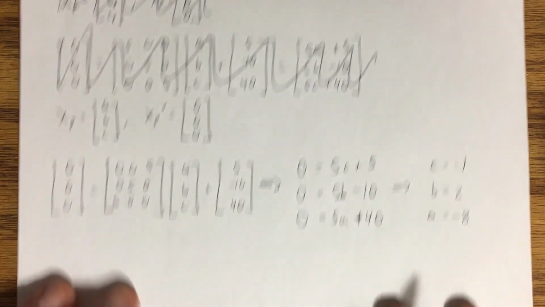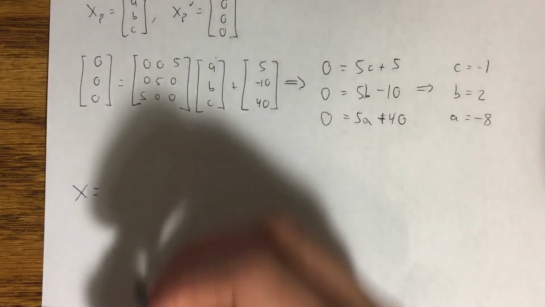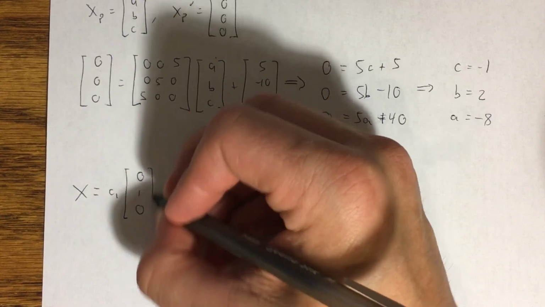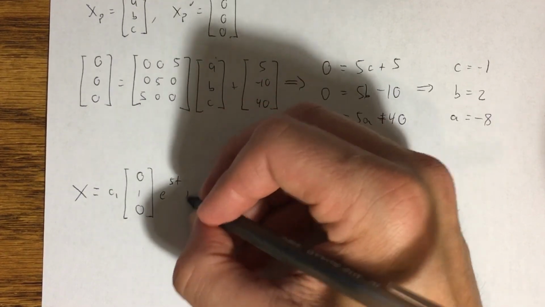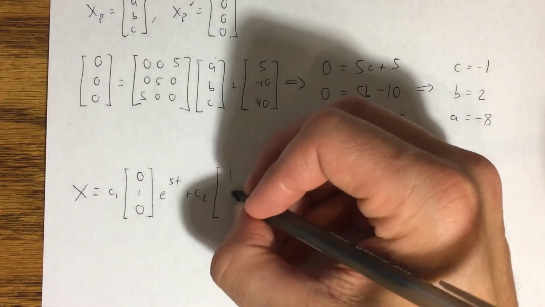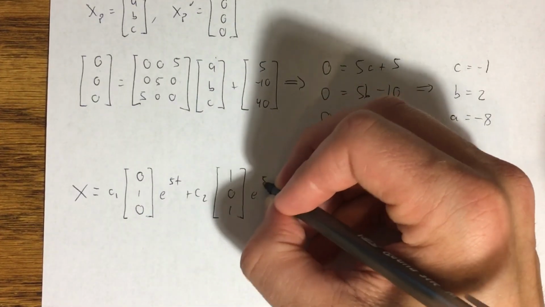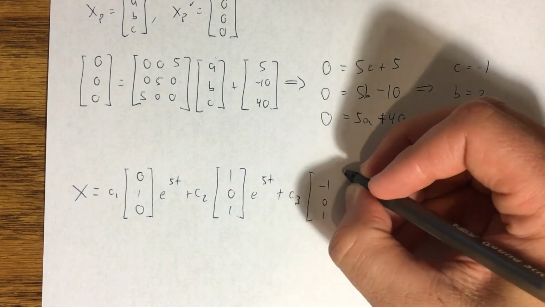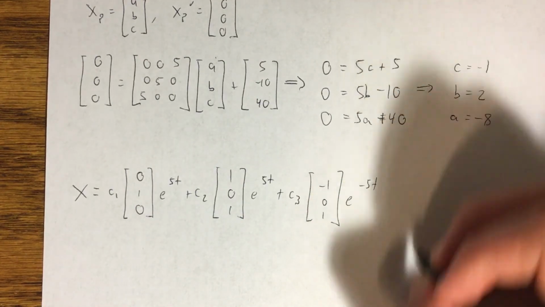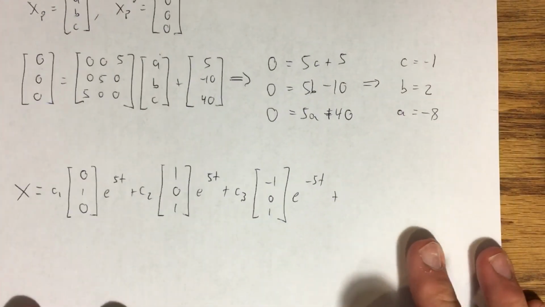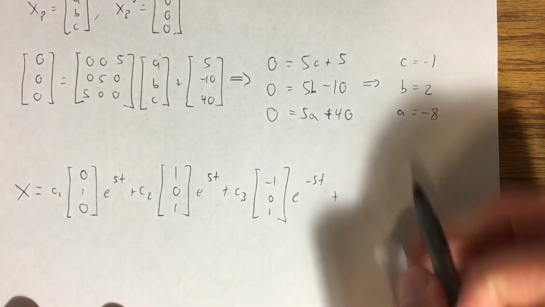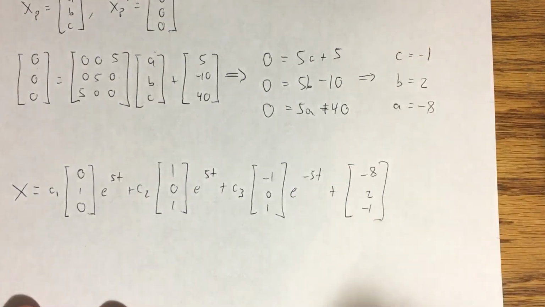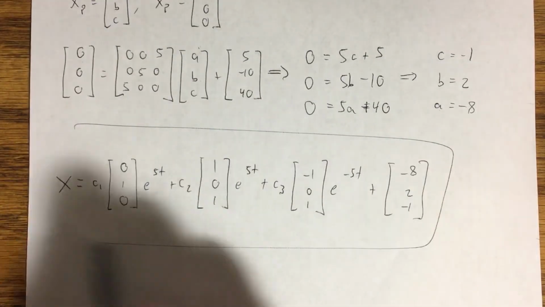So now putting everything together, x is equal to my complementary solution, which we had up there. I'm going to write it again. c1 times 0, 1, 0, e to the 5t, plus c2 times 1, 0, 1, e to the 5t, plus c3 times negative 1, 0, 1, e to the negative 5t, plus that constant matrix with a, b, and c in it. So that's going to look like this: negative 8, 2, negative 1. Okay? That's going to be our final answer for this guy.